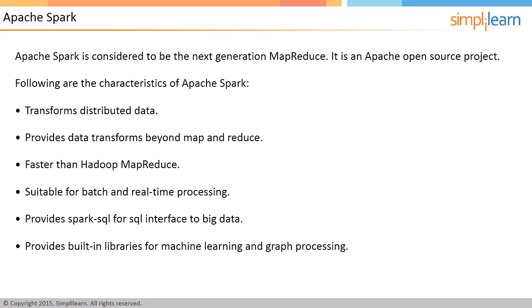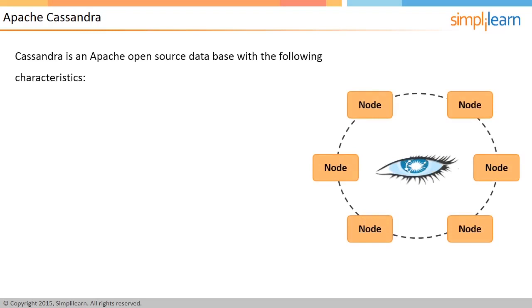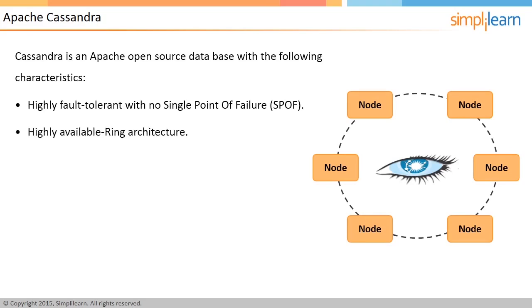Cassandra is an Apache open-source NoSQL database with the following characteristics. It is highly fault-tolerant with no SPOF or single point of failure. It is highly available. Machines, which are also called nodes, are logically organized in a ring architecture. Real-time read and write. Fast writes with tunable consistency. The level of consistency can be controlled among multiple nodes that contain data. It provides a simple interface similar to SQL to insert, update, and select the data.